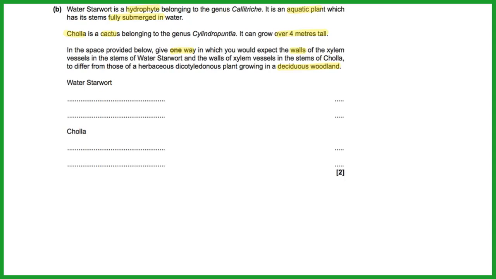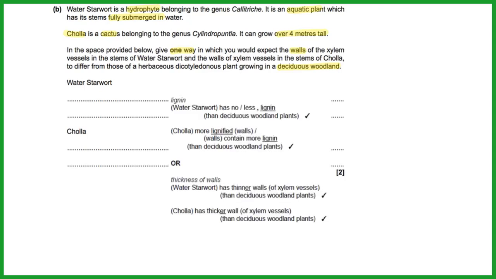So how would the walls of the xylem vessels be different? Well, the water starwort would contain less lignin than the deciduous plants. The cholla would contain more lignified walls than the deciduous plants. Alternately, you could have said that the water starwort would have thinner walls and the cholla would have thicker walls. It's only referring to the walls of the xylem, not the quantity and the distribution of the xylem vessels.